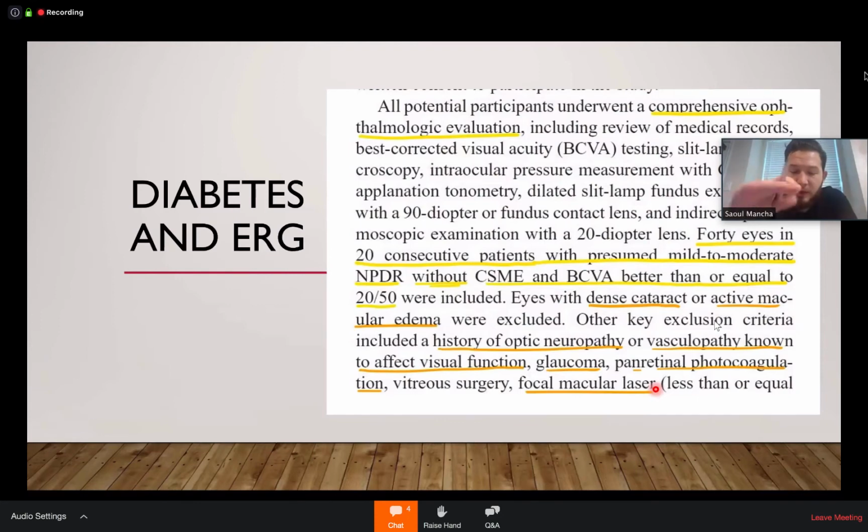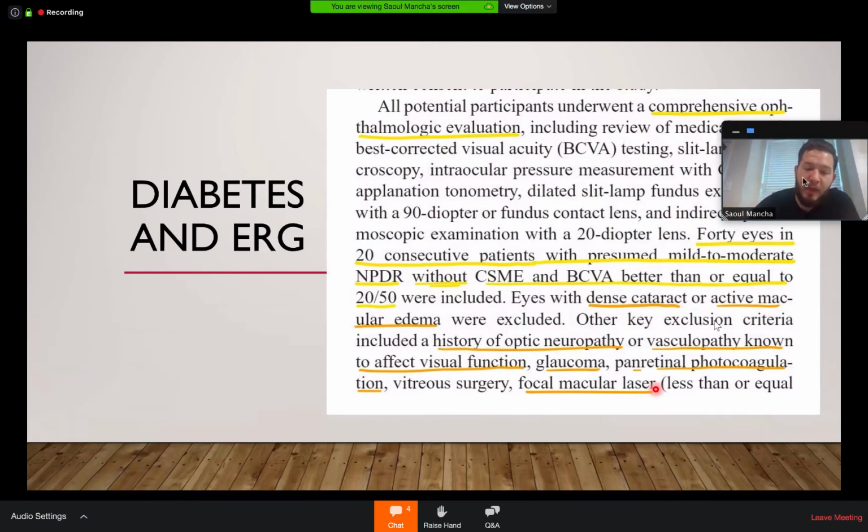They also excluded any patients who might have tremors, blepharospasms, or dry eye, because, just a quick reminder, for the electroretinograms, they do use the lower lid electrode. And so those are going to interfere with that signal that we're getting in the end, right?